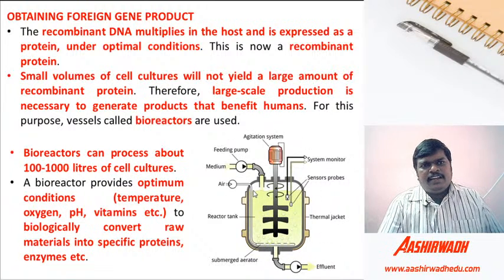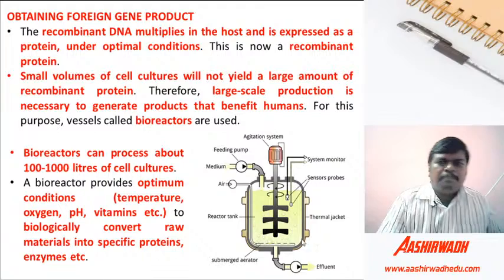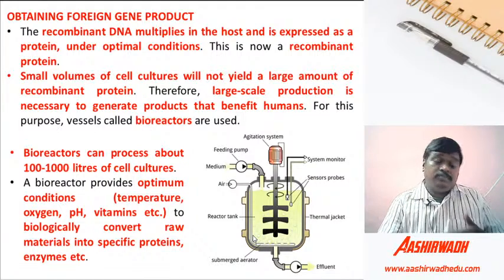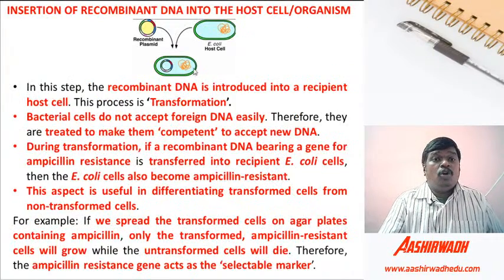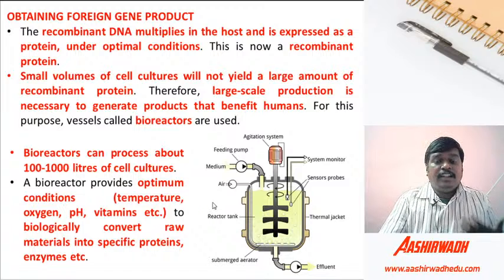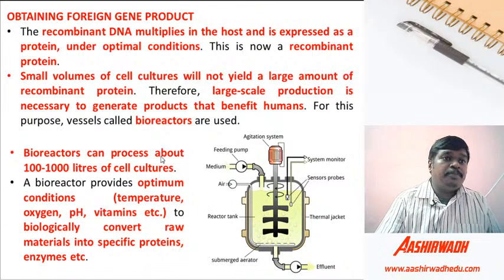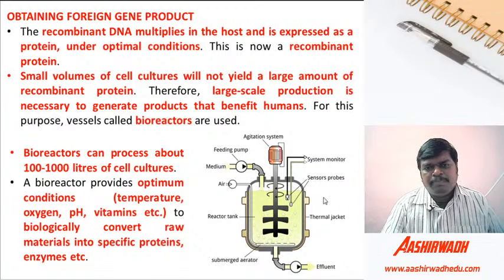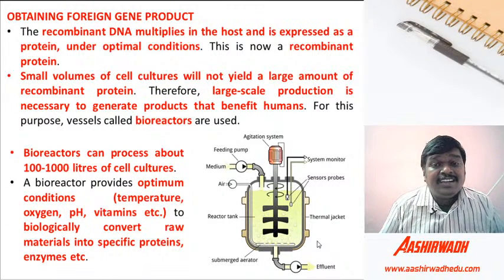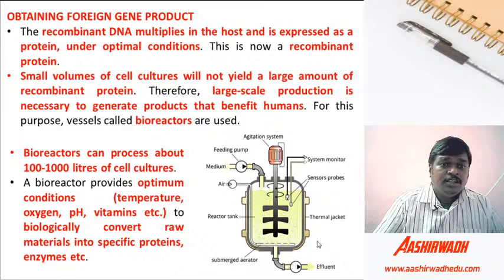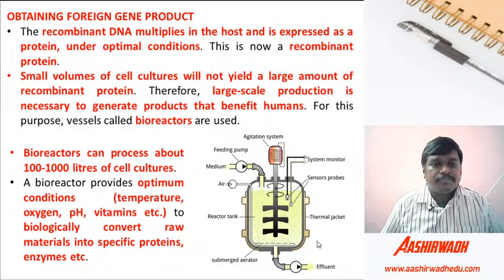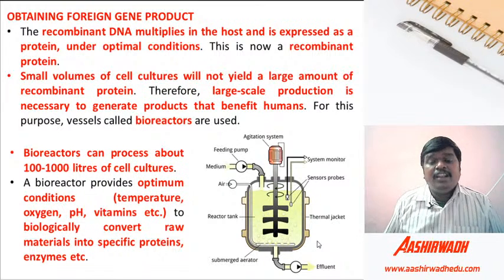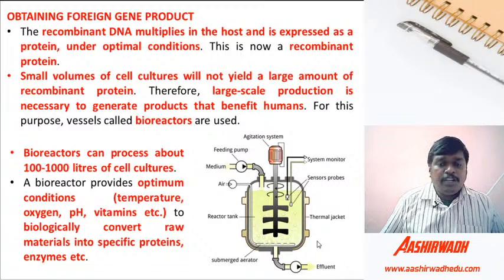In the bioreactors, they put all the host cells so that they can produce large numbers of copies, and also produce a desired protein in large quantities. For large scale production, they use bioreactors. With bioreactors, about 100 to 1000 liters of cells can be cultured, through which we can produce many liters of desired proteins.